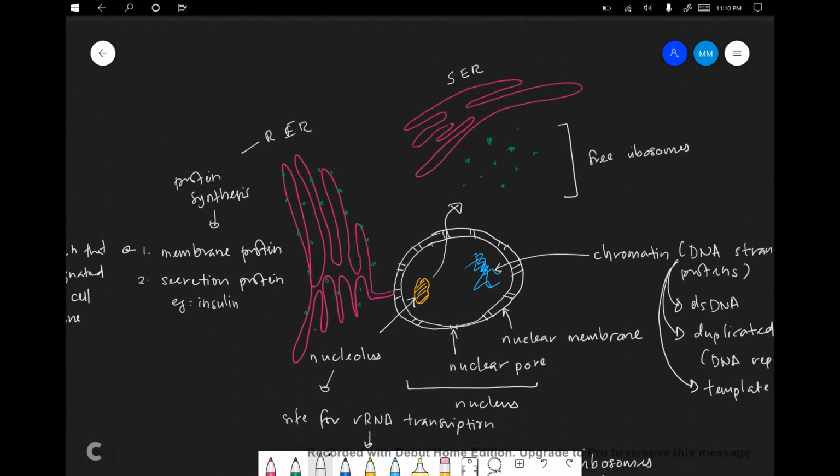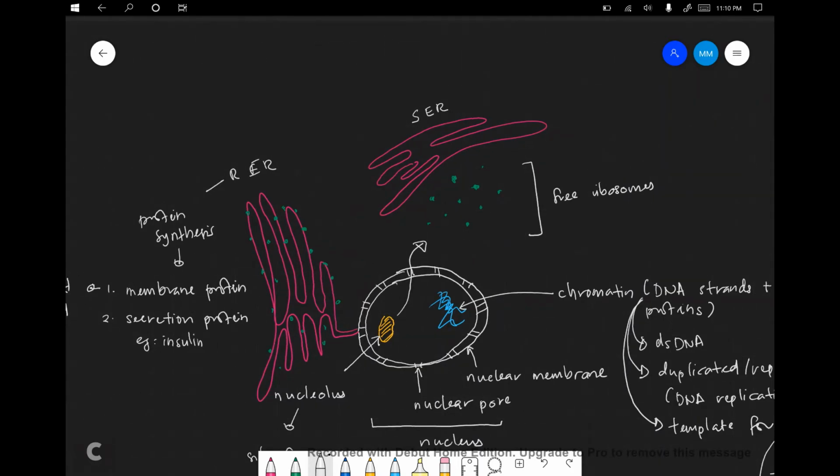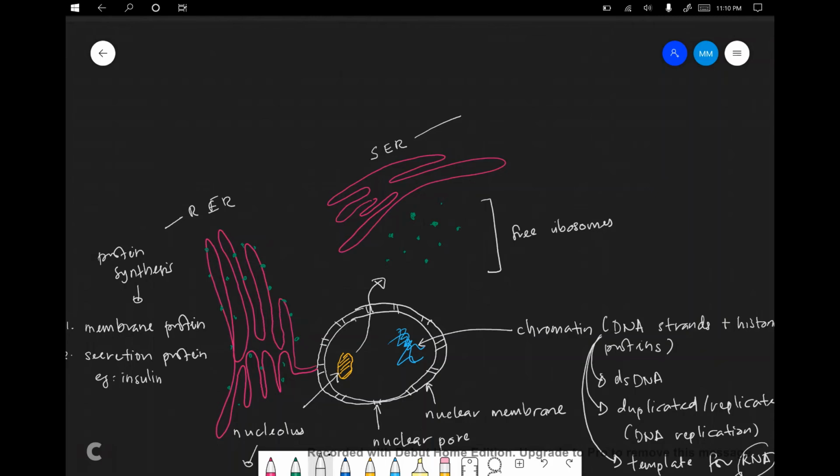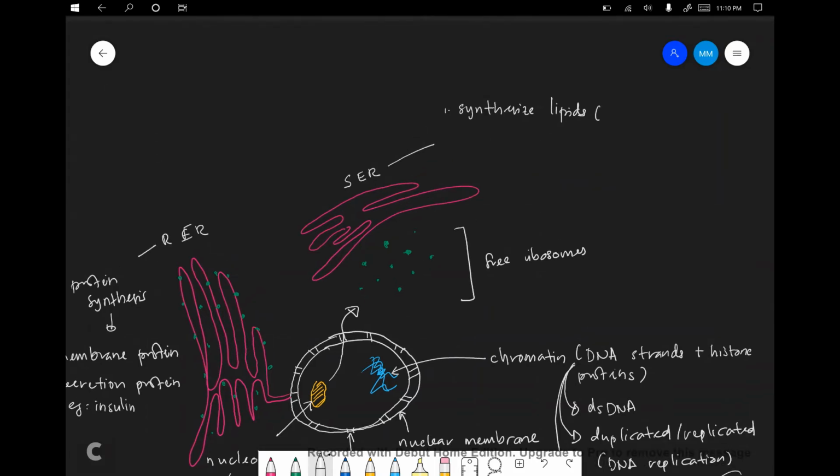Now we move on to the smooth endoplasmic reticulum. We can see here we give it the name smooth endoplasmic reticulum because the ribosome is not there. So definitely the function of smooth endoplasmic reticulum has nothing to do with protein synthesis. So what is the function of smooth endoplasmic reticulum then? First and foremost, the function of smooth endoplasmic reticulum is to synthesize lipids. Or in other words, it is responsible for the synthesis of our cell membrane.